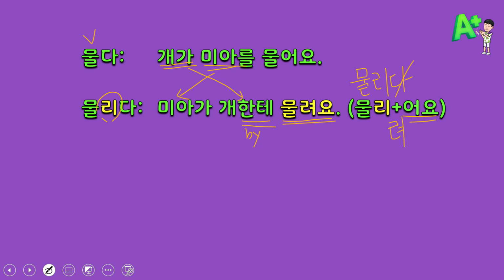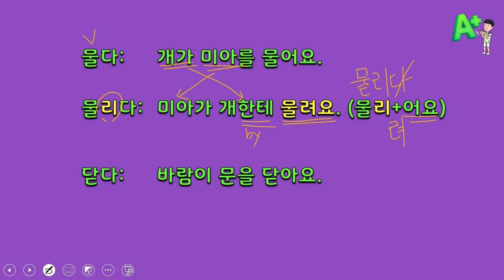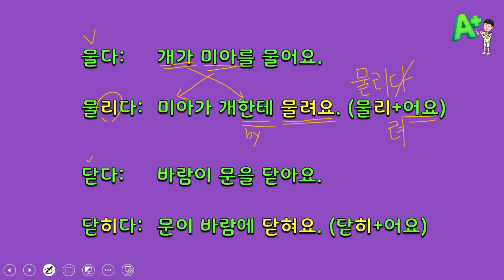Let's do one more example. 닫다. 닫다 means to close. So 바람이 문을 닫아요. The wind closes the door. Sounds a little awkward in English, but let's not focus on that since we're just learning the passive voice constructions. The passive form of 닫다, to close, is 닫히다.